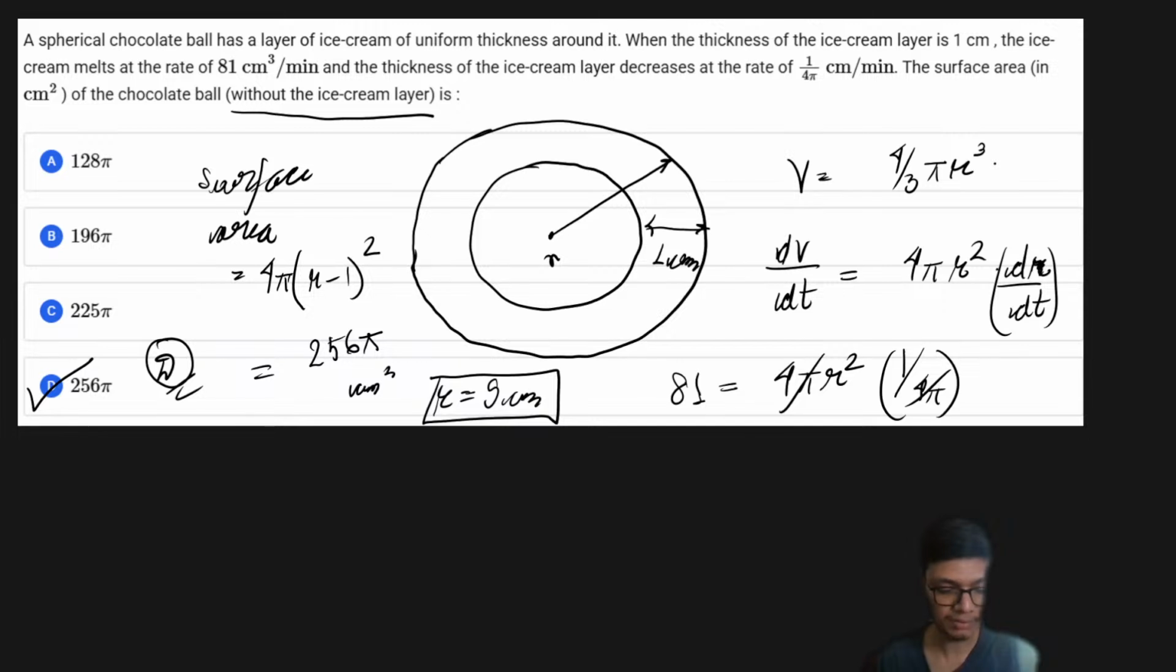Please let me know whether this particular part is clear or not. All right, so I'm assuming this particular part is clear to all of you. So let's proceed with the next part then.